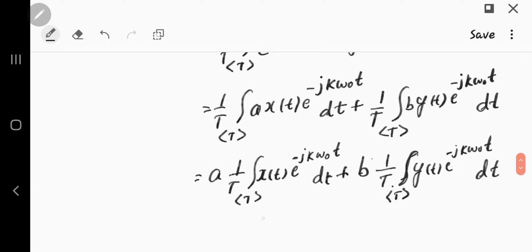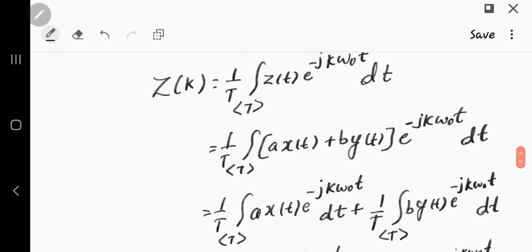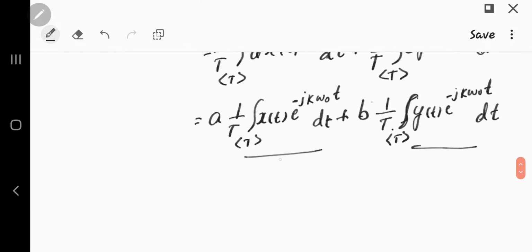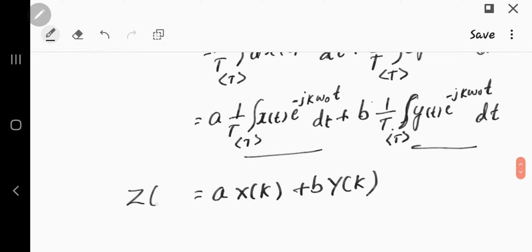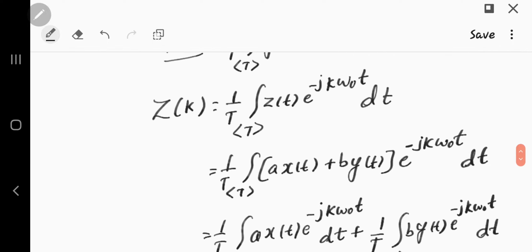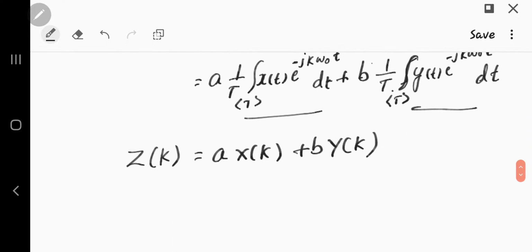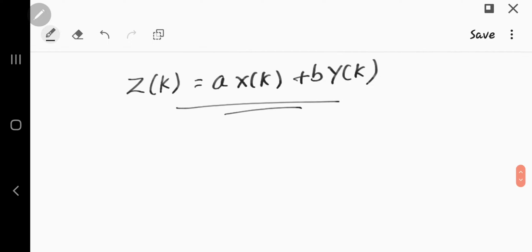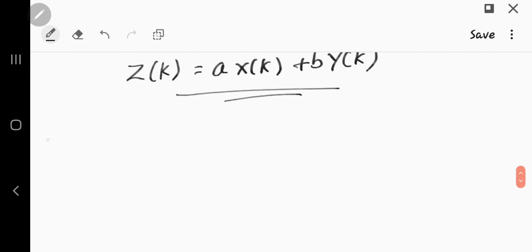Now you compare this and this with equation 1 and 2. As we have mentioned here, this term is x of k and this term is y of k. So if you come below, this term is equal to x of k and this term is equal to y of k, which is represented as equation 1 and 2. So by this we can write this as a into x of k plus b into y of k. And to the LHS we started with z of k here. So that is what is written here. So hence the proof. So this is the linearity property.